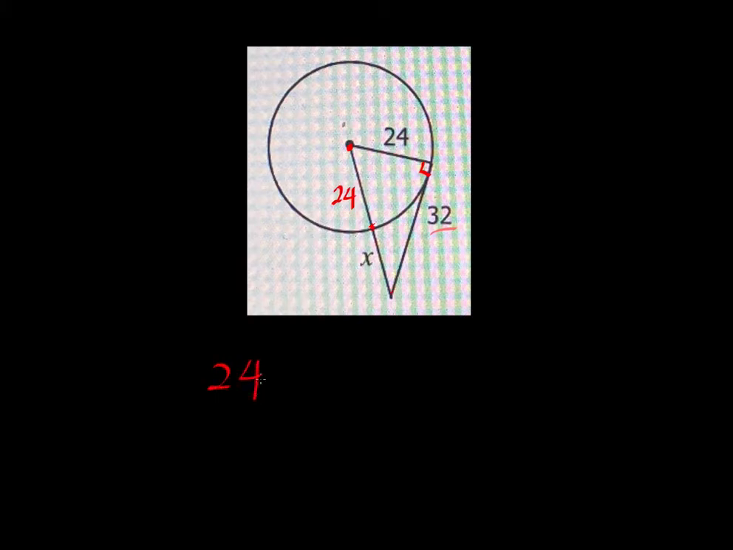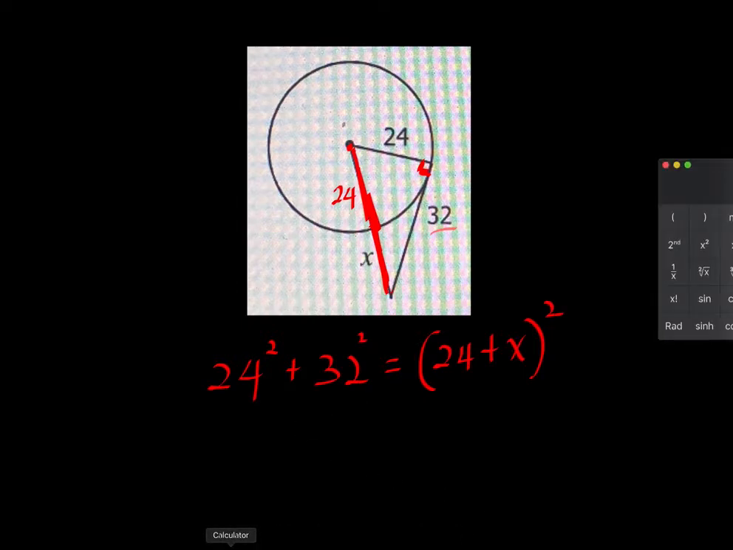So we have 24 squared, that's one leg, plus 32 squared, another leg, must equal the hypotenuse, which is 24 plus x, the whole thing squared. Remember, the hypotenuse, this one right there, is always opposite the 90 degrees. That's always the side that's facing 90 degrees. And it should be the longest side in a right triangle. Okay, so we have our equation.